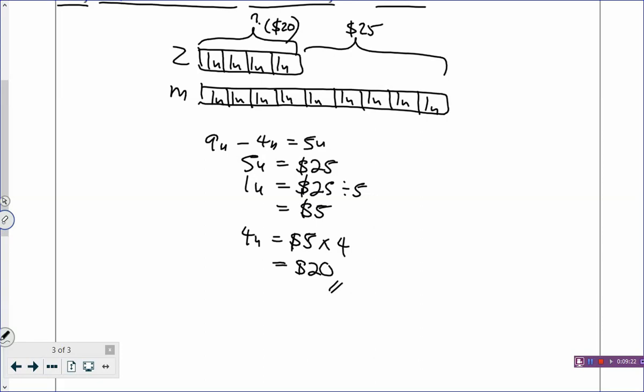Alright, so in the coming lesson, we will continue with model drawing on fractions. Alright, so stay tuned to the next lesson.